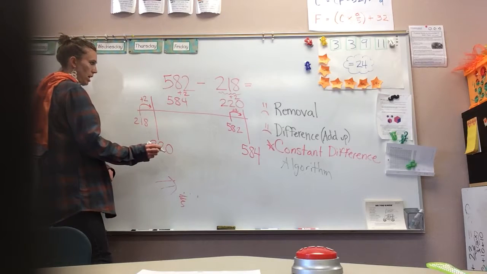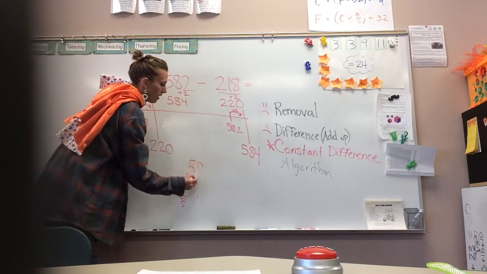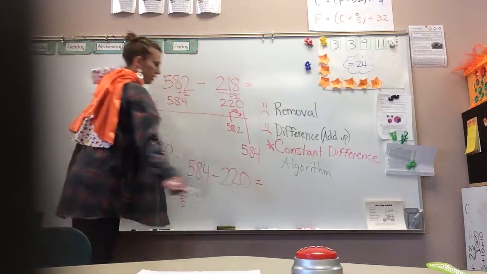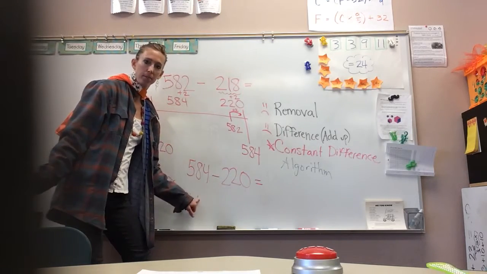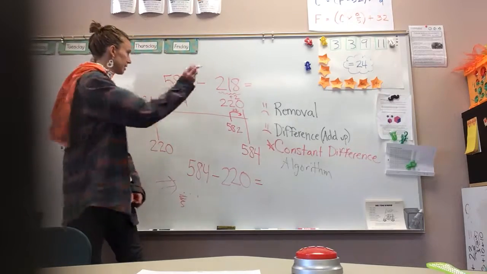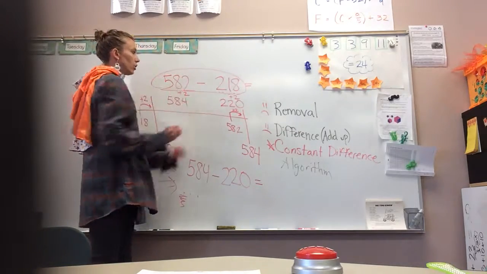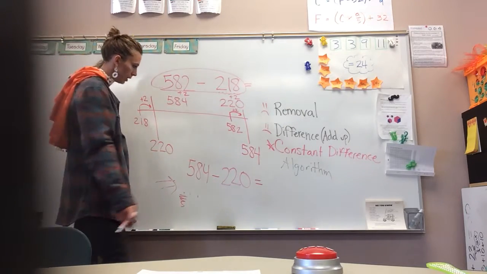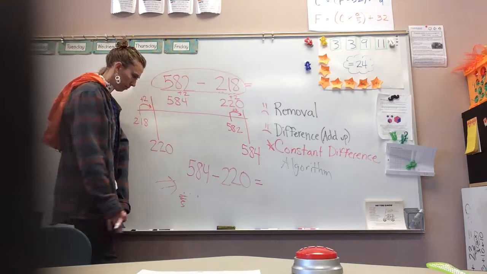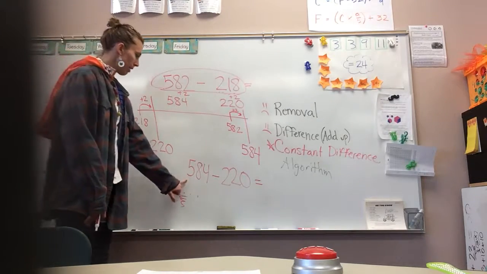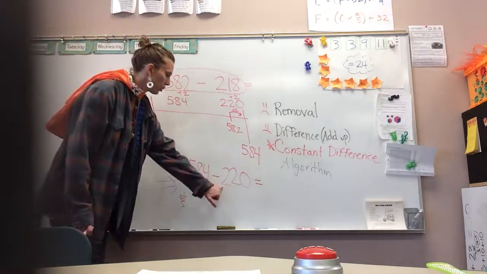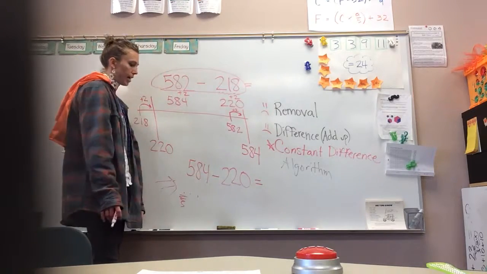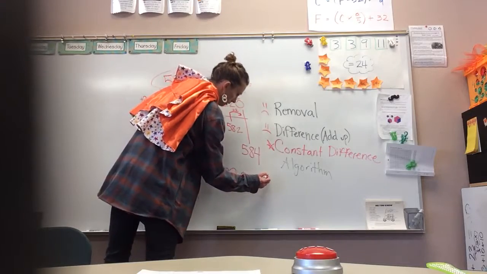So now I'm going to take 584 minus 220. Because this problem has the same difference as 582 minus 218. It's the same distance apart. But this one's easier to do in my brain. So 584, and I need to take away 220. I look at those hundreds. I can do that easily. 500 minus 200, it's 300.